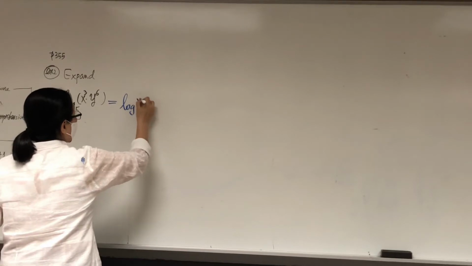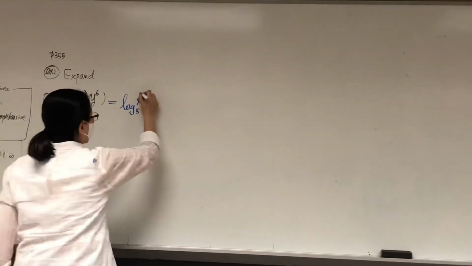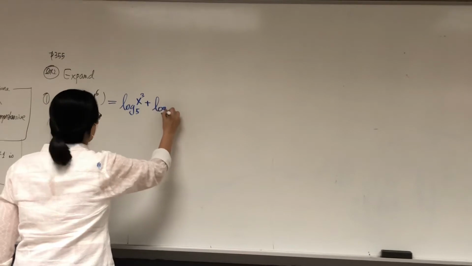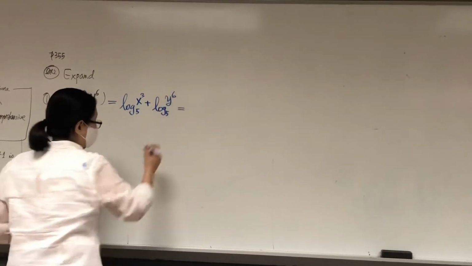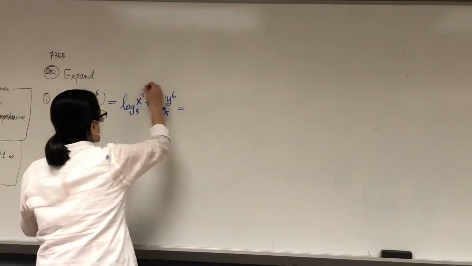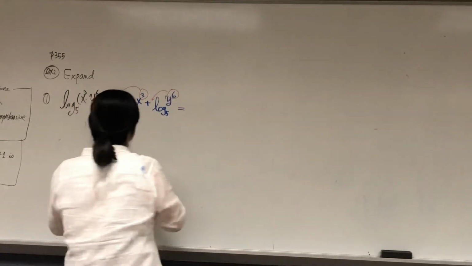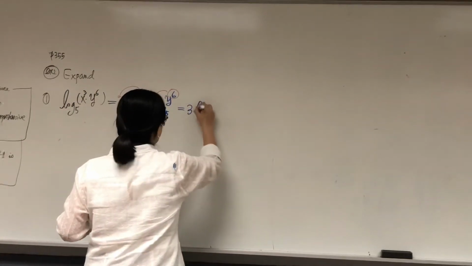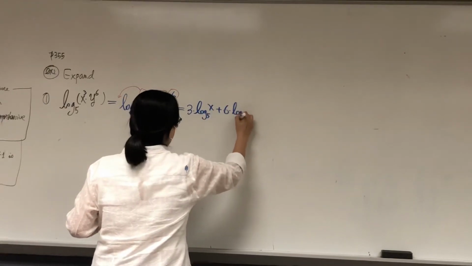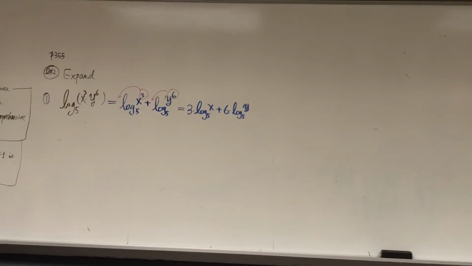Wait, I don't remember. Wait, x cubed plus y to the 6th. Plus log y to the 6th. Don't stop here. By property 3, then 3, right? Log 5x. So your answer is 3 plus 6. Am I right? Understand? Nothing hard.